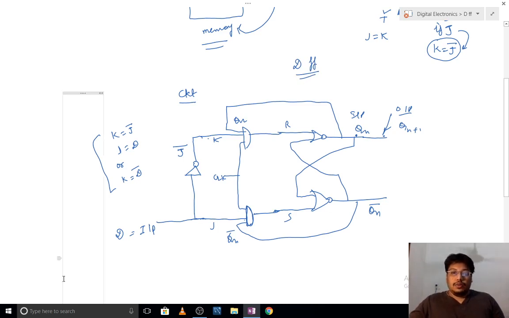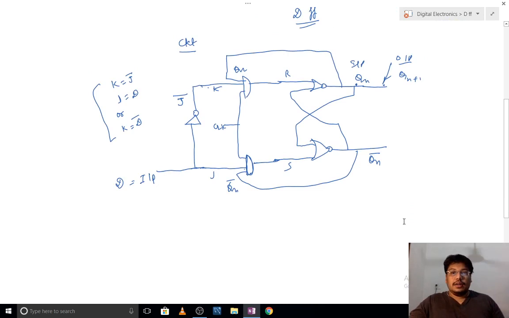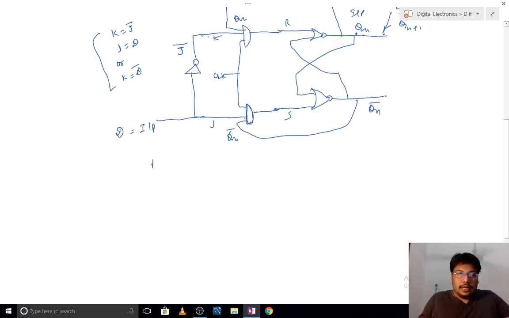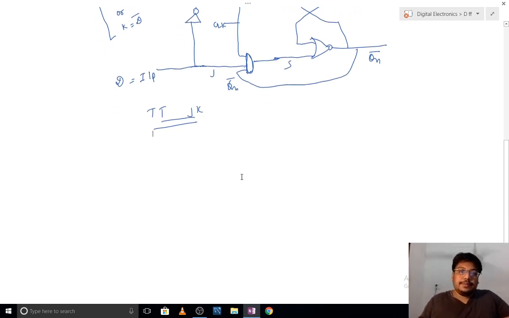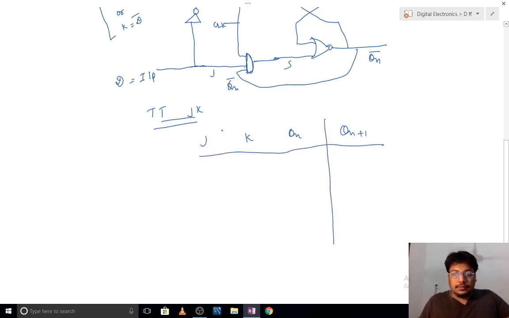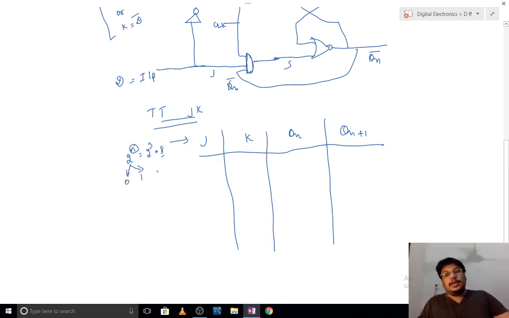Now we will create a truth table for it. So let me simply create a truth table for JK flip-flop. In JK, what we had is J, K, Qn, and then the output is Qn plus 1. If there are three variables, 2 raised to the power n, 2 raised to the power 3 is equal to 8 combinations. Here 2 represents 0 and 1, because J, K and Qn will always be taking 0, 1 values.